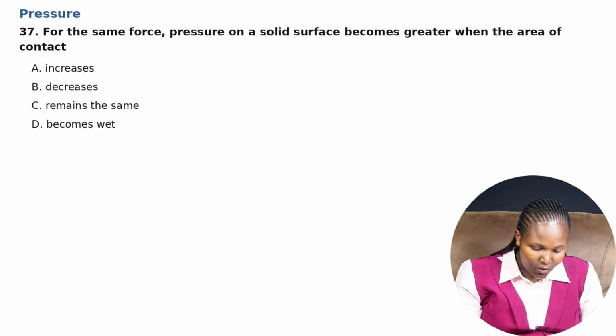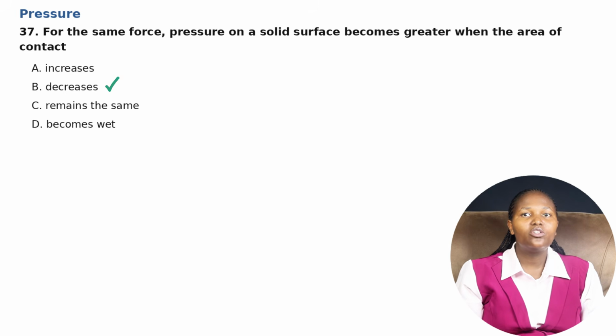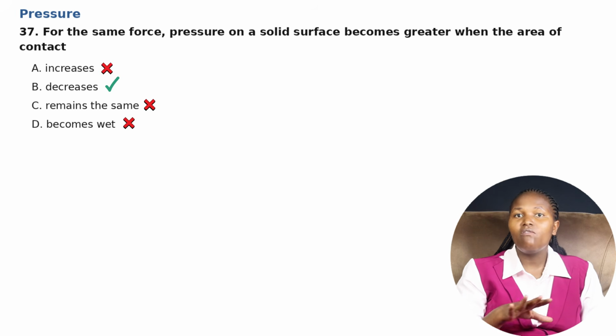For the same force, pressure on a solid surface becomes greater when the area of contact, A, increases, B, decreases, C, remains the same, and D, becomes wet. So for this question, the correct option is B, when the area of contact decreases, because pressure on a solid depends on how force is spread over an area. If the same force acts over a smaller area, the pressure becomes greater.